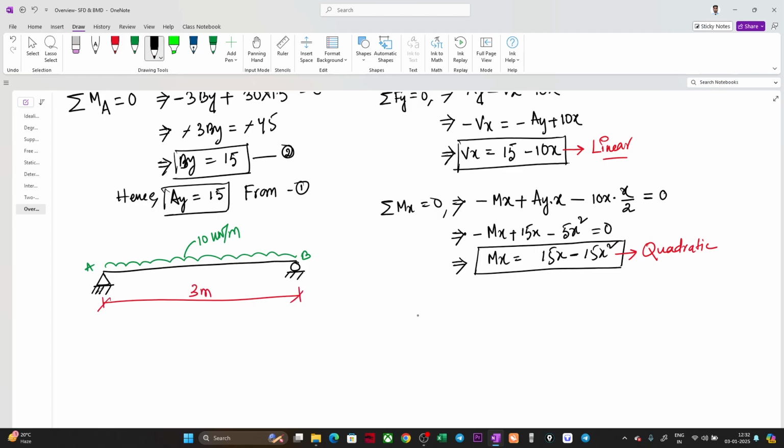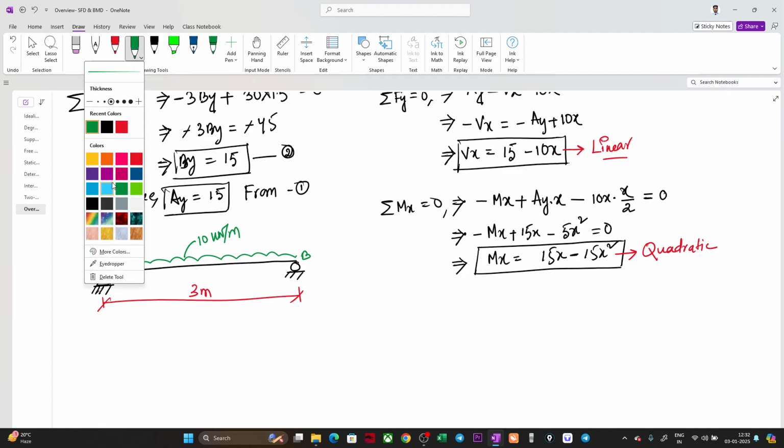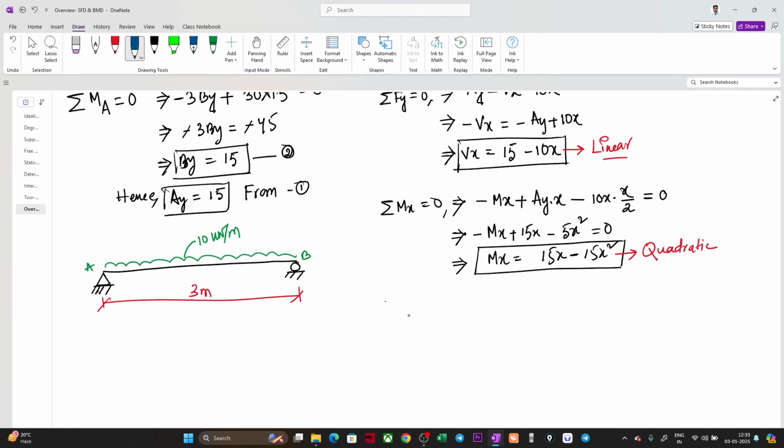So if I say, I will write it in a different color. At x equal to 0, what will be the shear force? So you can see Vx equal to 15 minus 10x. So this term will be 0. So Vx equal to 15 kilonewton.